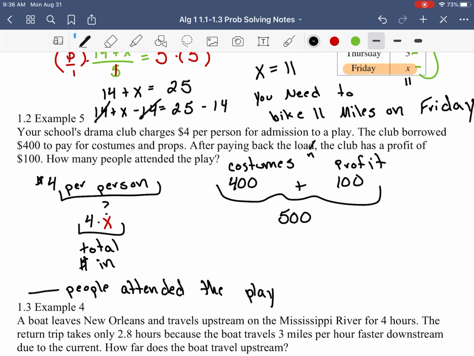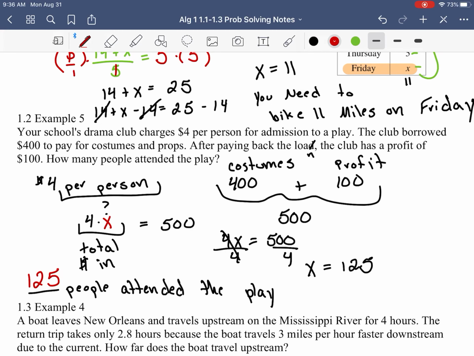So I can now set up my equation. My 4x has to equal that 500. So now we solve that. Divide both sides by 4. X then equals 500 divided by 4, which is 125. So 125 people attended the play.